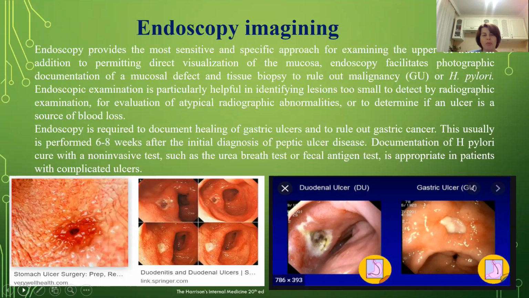This is usually performed 6 to 8 weeks after the initial diagnosis of the peptic ulcer, and documentation of Helicobacter pylori cure with a non-invasive test such as urea breath test or fecal antigen test is appropriate in patients with complicated ulcer. On the picture you can see how a gastric ulcer or duodenal ulcer looks.